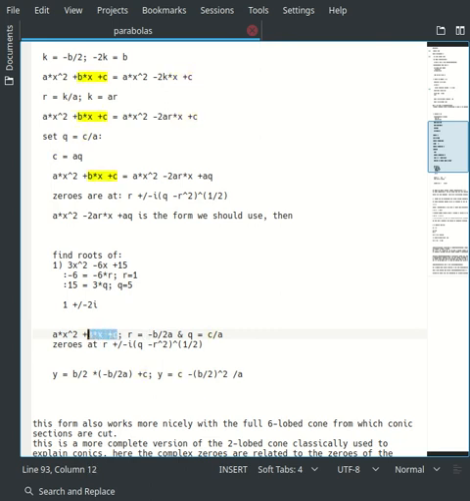So if you're given a form like this, a times x squared plus bx plus c, the real component is negative b on 2a, and the other part of the imaginary component is c on a. So now your zeros are at r plus or minus the imaginary quantity, the square root of the quantity q minus r squared.